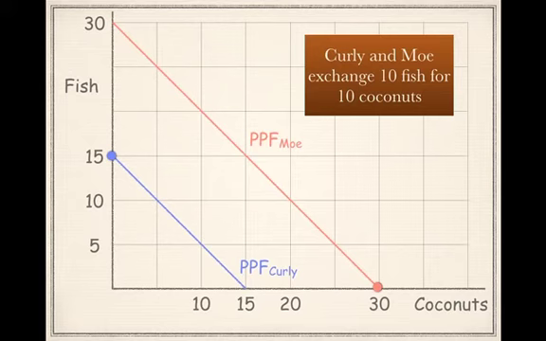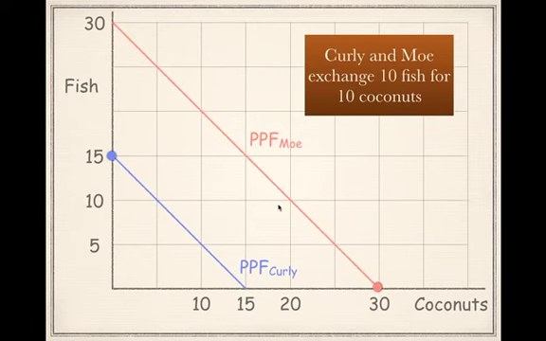And here we have the PPFs, the production possibilities frontiers for both individuals. You can see here that Mo can outproduce Curly in coconuts and fish. He's twice as efficient in producing fish. If Mo spends all of his time producing fish, he can produce 30 in a week, while Curly can only produce 15. And if Mo spends all of his time collecting coconuts, he can collect 30, while Curly can only produce 15.